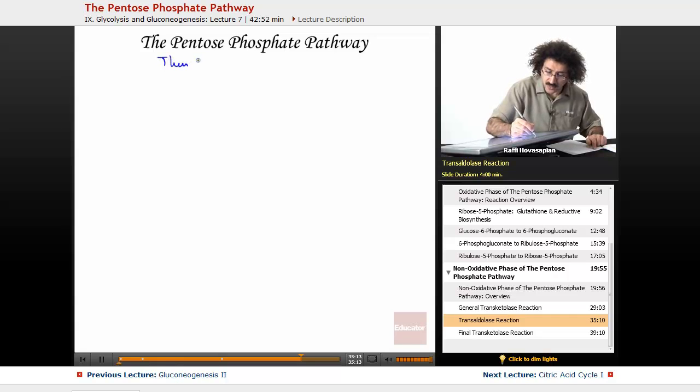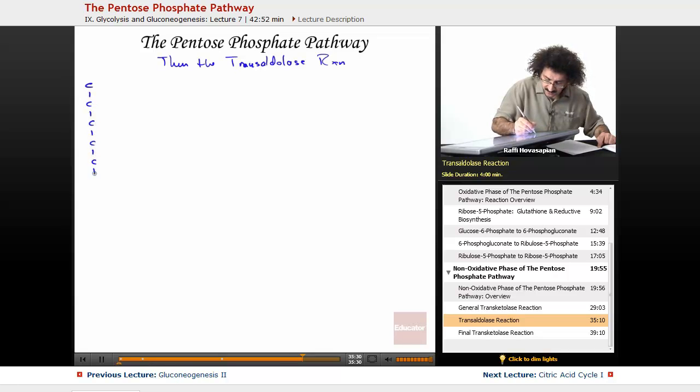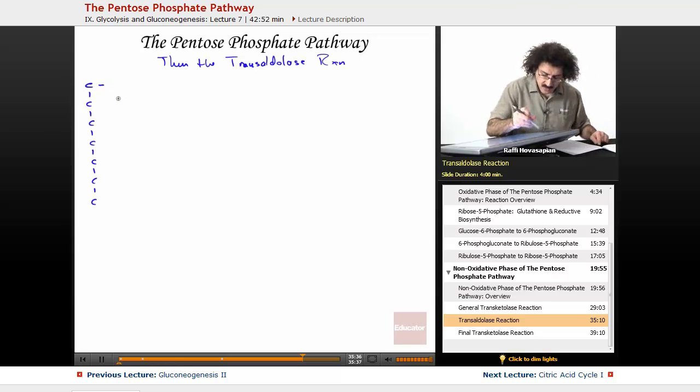Then the transaldolase reaction. All right, we've got our 7-carbon fragment: 1, 2, 3, 4, 5, 6, 7. Let me go ahead and put everything. You know what? I need to make more room here.